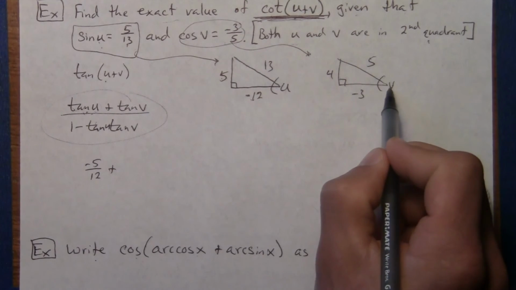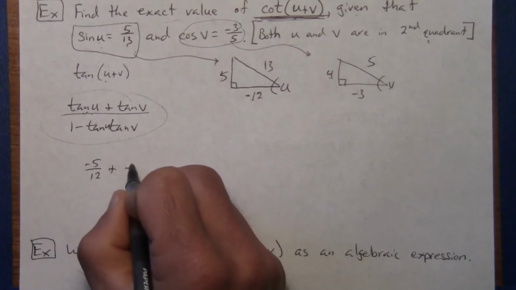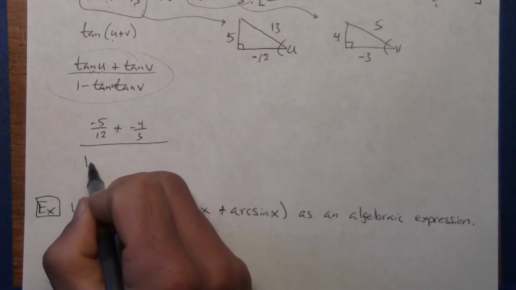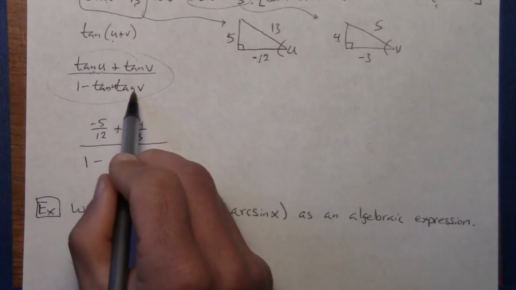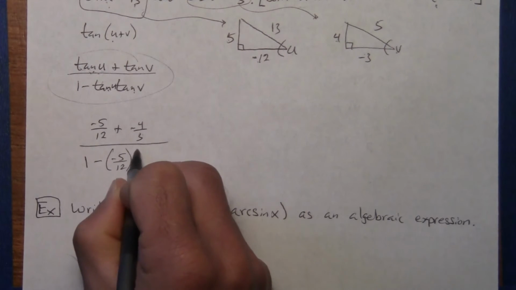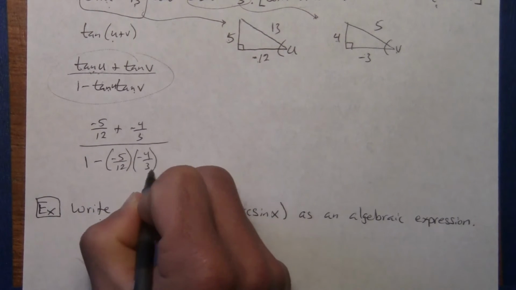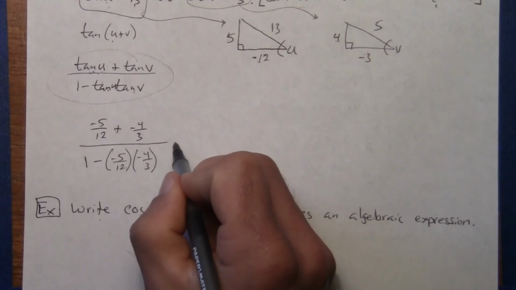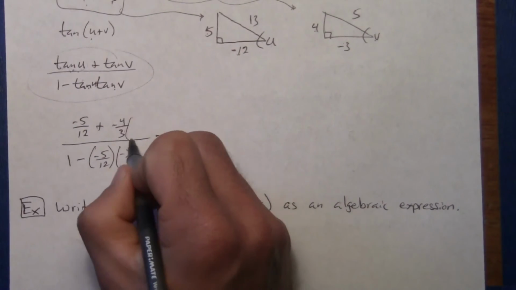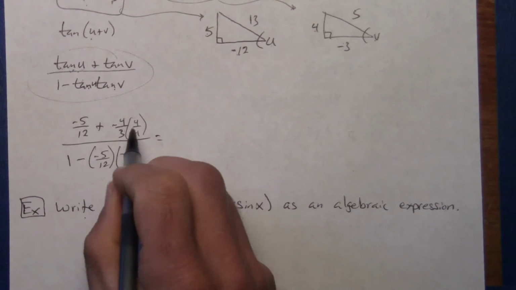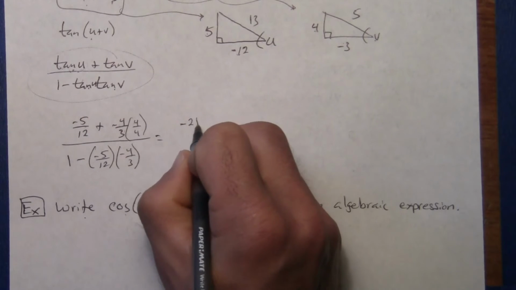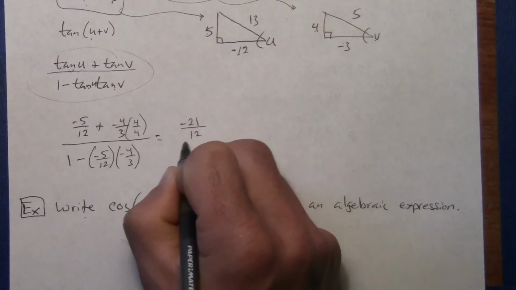Plus the tangent of v is negative 4/3. Divided by 1 minus tangent of u, tangent of v, it's just those two numbers again. So it's negative 5/12 times negative 4/3. And now it's just simplifying this. So, getting a common denominator here, I know that I'm going to have to multiply by 4 over 4. That's going to give me negative 16, negative 5, so negative 21 over 12.